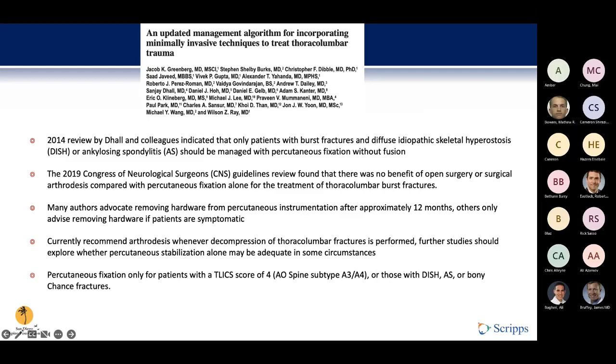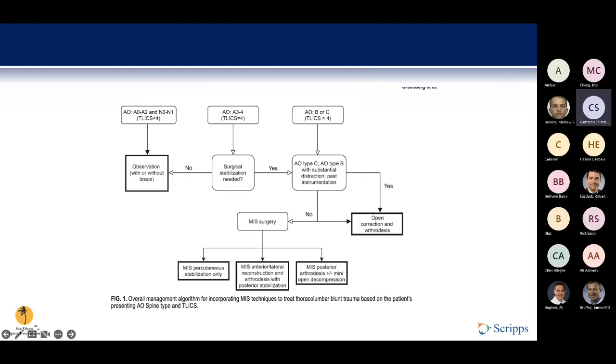The current recommendation regarding arthrodesis from this study is that anytime you do a decompression, you should include an arthrodesis as well. But they note that further studies should explore whether you can do a decompression and percutaneous stabilization alone and have that be fine. And then a general guideline for percutaneous fixation only: patients with a TLICS score of 4, which falls in the AO Spine subtype A3/A4, or those with DISH, ankylosing spondylitis, or a bony chance fracture, not a ligamentous chance fracture. So these are the diagrams and how they would treat these various things.